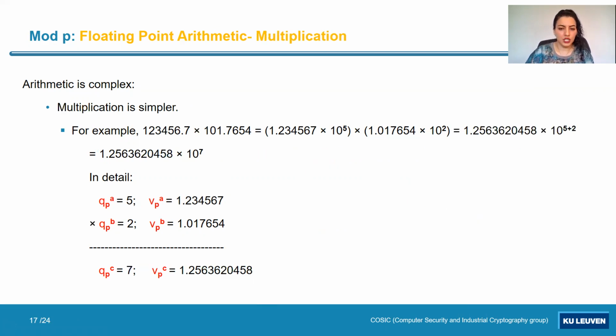But multiplication is simpler. To multiply two numbers in this representation, we just multiply the mantissas together, and then we have the same base, and we just need to add the exponents and get the final result. Here it is in more detail.